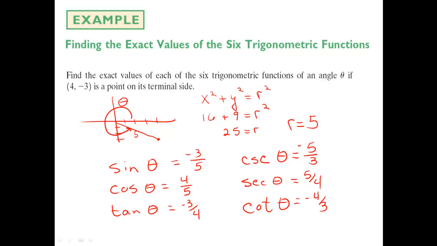And that's how you would use a point on a circle that's not a unit circle to find the trig functions. You have that extra step of using the radius value.